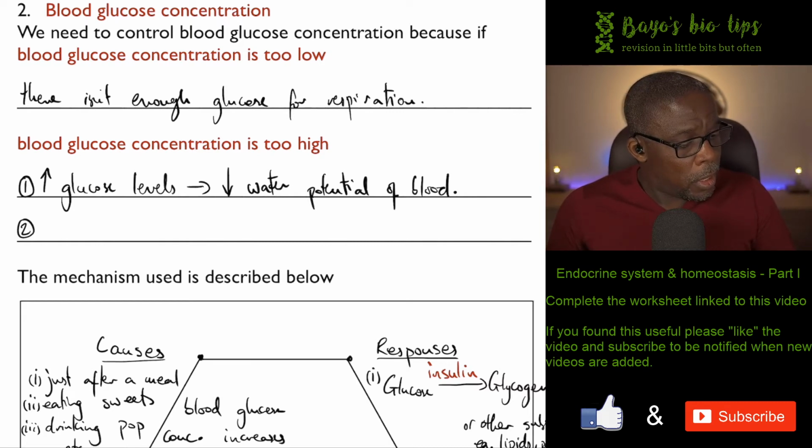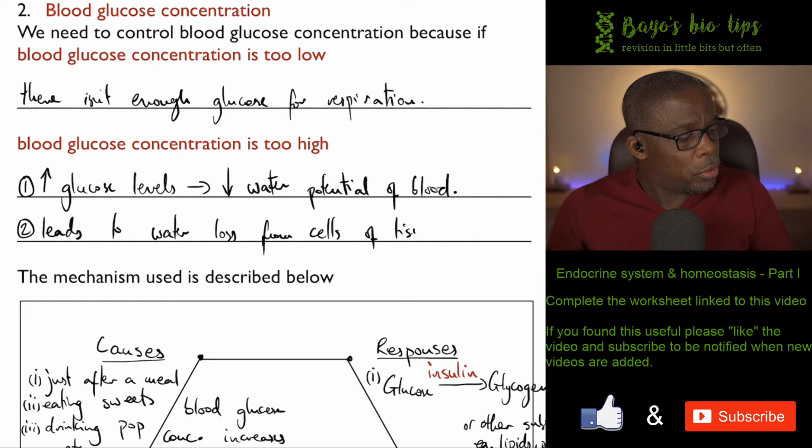So this can then lead to water loss from cells of tissues and organs. And that too can cause your tissues and organs to stop working, to fail. So a low blood glucose concentration is bad because you don't have enough glucose for respiration, but a very high level of glucose in your blood is also bad, because it means that you can end up with tissue and organ damage due to water loss by osmosis. So you need to try to keep your blood glucose concentration at just the right level in order to keep your organs and tissues supplied with energy, but also stop them from being damaged.